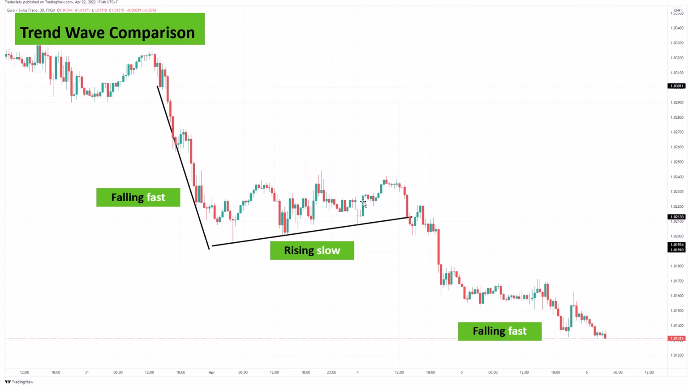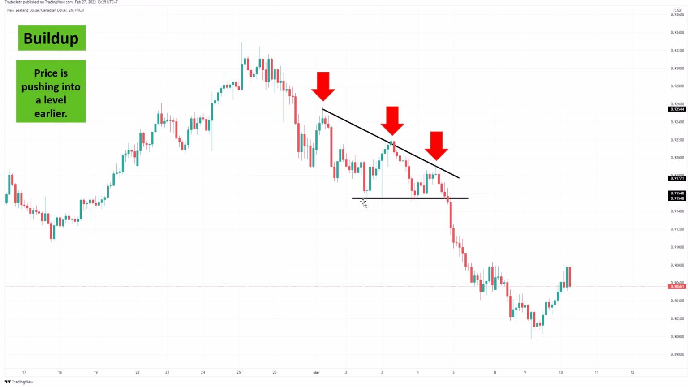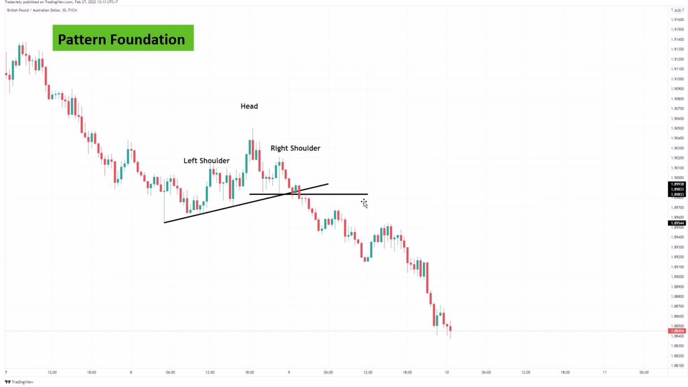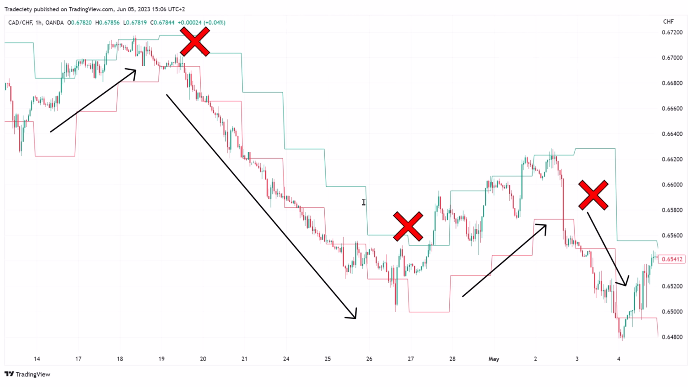But this is going to come in part 2, so make sure that you stick around, and then in part 2 you will see how you can use that in your own live trading step by step.